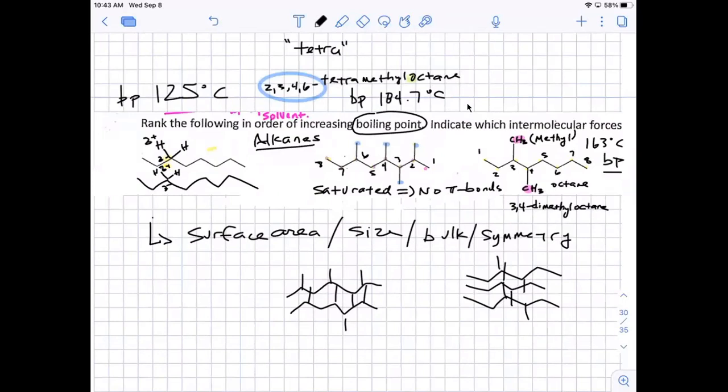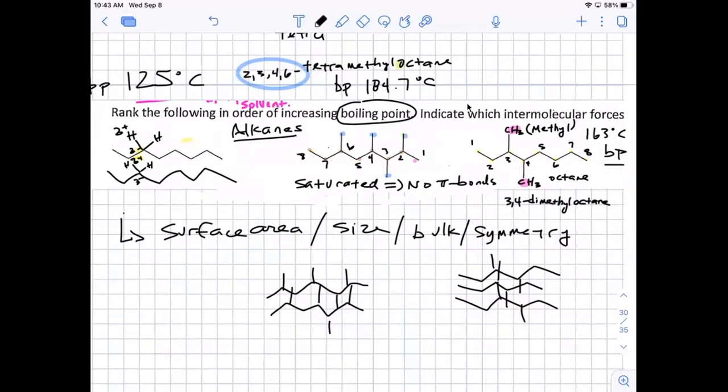Right, so what you're looking for, again, is surface area, which is the same for all of them because the backbone is 8 carbons, size, bulk, and symmetry. So in these two cases, the 2,3,4,6-tetramethyl and the 3,4-dimethyl, that's a symmetry issue, right? Those pack better because of the symmetry that's created by the methyl groups that are on the chain.